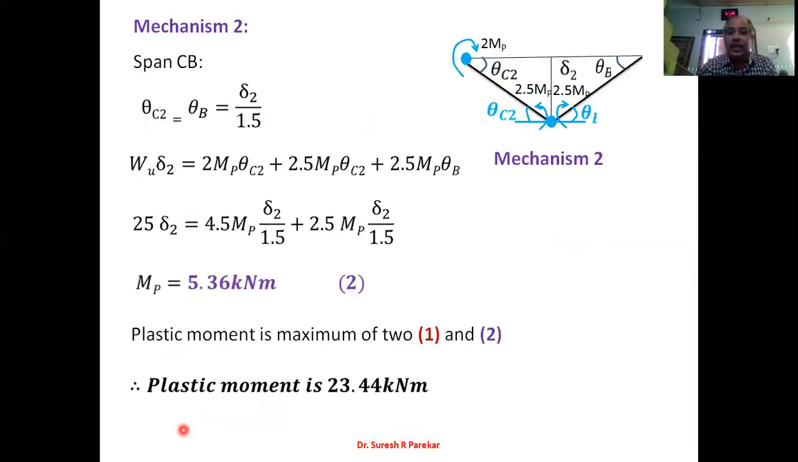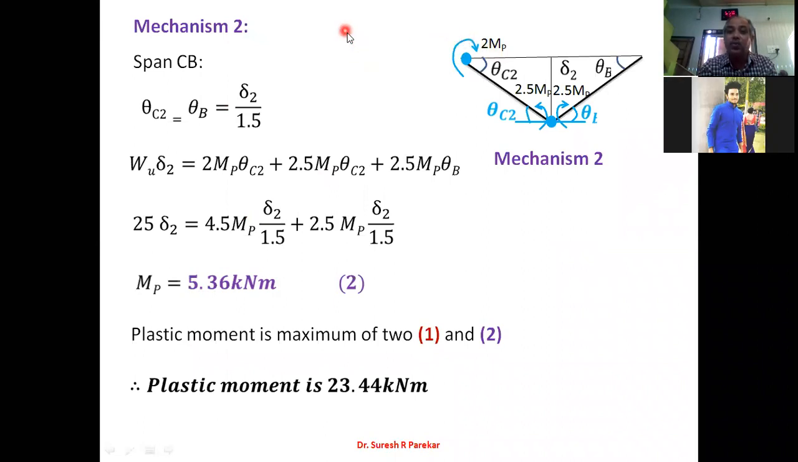Now I will go to second mechanism. Here 2 MP, I already told you minimum of the 2. So minimum of the 2 means we will get it as 2.5 and 2. So minimum is 2. But at this we have 2.5, we have 2.5. Here we do not have hinge because end support, simple support. So now we will substitute it.